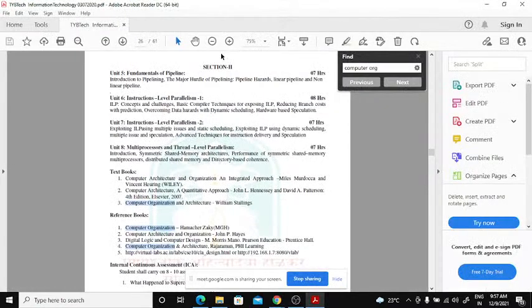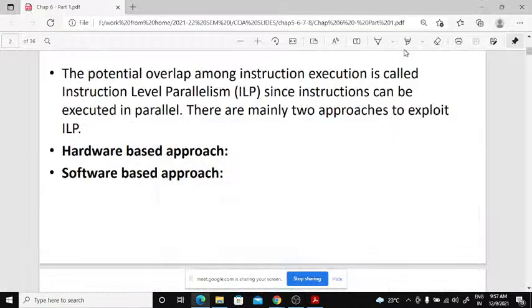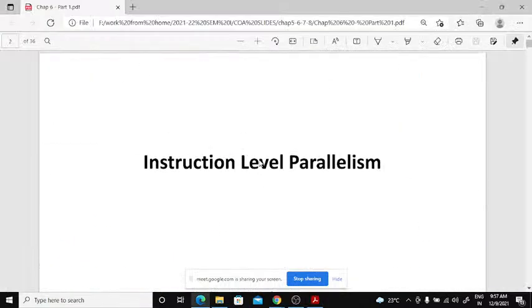Okay, so today we'll discuss the sixth unit. Sixth unit concepts: instruction level parallelism. In the last class, we discussed the pipeline hazard concepts and the pipeline techniques.